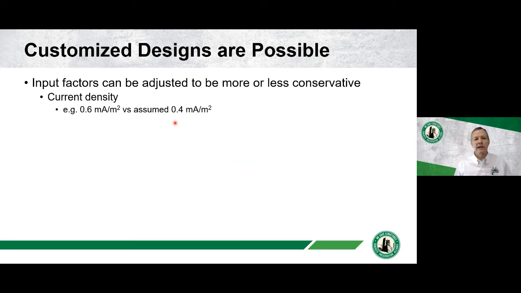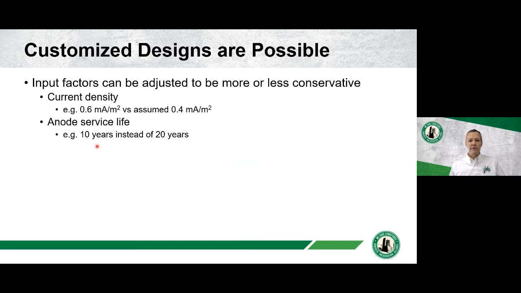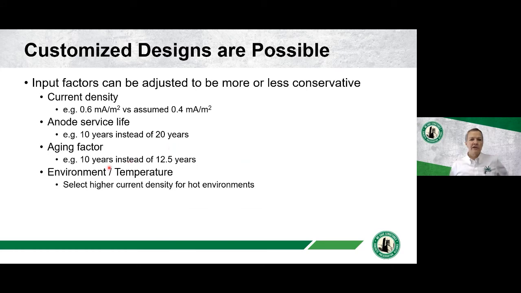You won't be able to do that directly from the tables, but you can certainly do it if you have sufficient information. Similarly, if you want to change the anode service life, and 10 years is sufficient instead of 20, which is assumed in the tables, you can open up some parameters that way. If you want to change the aging factor for some reason to be more conservative, for example, you want to change to 10. If you want to change the temperature, because this job's in a hot, humid, high chloride environment, you can do those things.